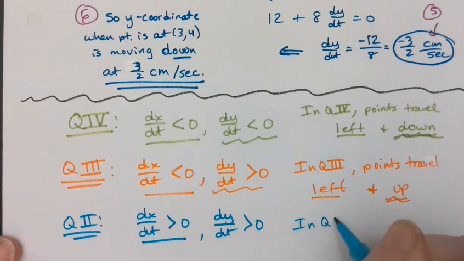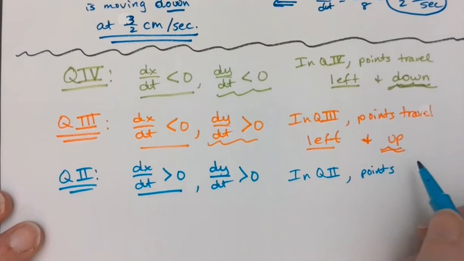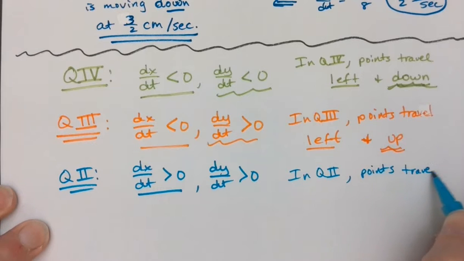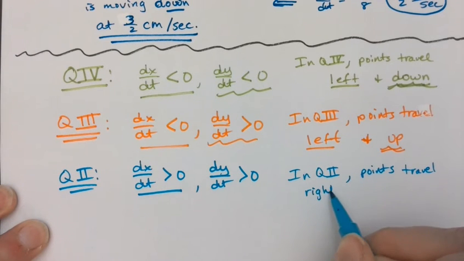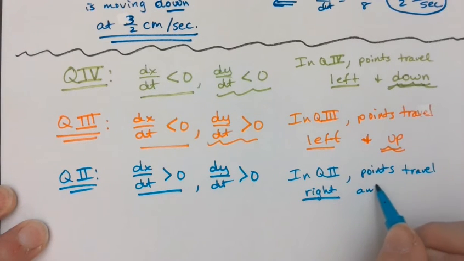So in Q2, and keep in mind all this is because we're going clockwise, points travel right and up.